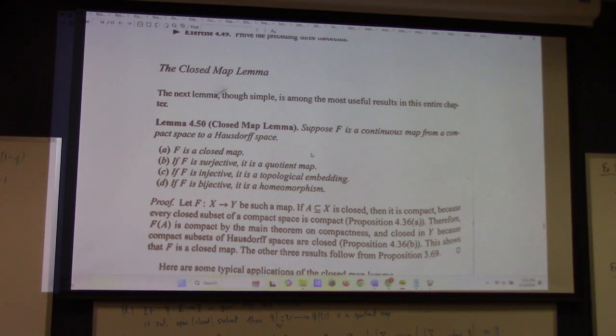So this is the so-called closed map lemma. Suppose f is a continuous map from a compact space to a Hausdorff space. Then f is a closed map, which means it maps closed sets to closed sets. If f is surjective, it's a quotient map. If f is injective, it's a topological embedding. If f is bijective, it's a homeomorphism. So what's the precondition here? It's just that f is a continuous map from a compact space to a Hausdorff space. What's a compact space?